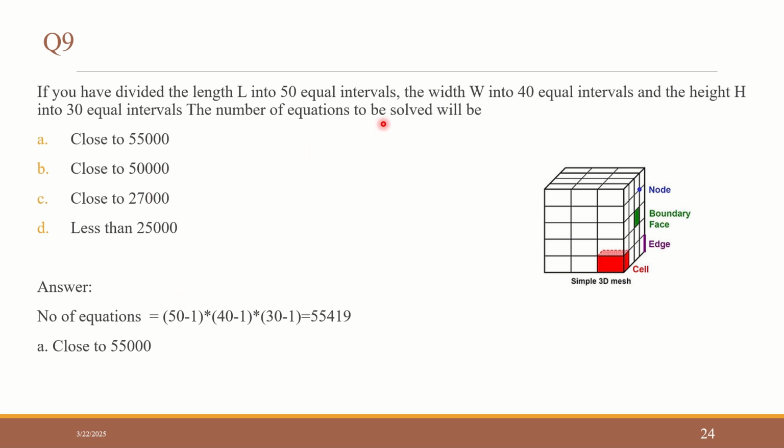This is the number of equations which we will be solving. So the total number of elements in the domain will be 55,419 times 55,419, which gives us the total number of elements in the matrix A. I think we are clear enough now. So this is for this. Now we will go to the next question.